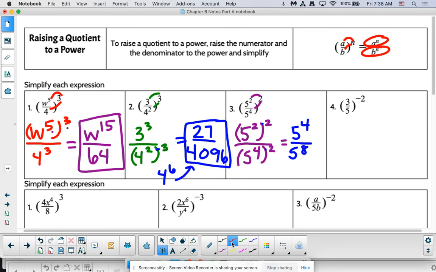So I'm going to subtract my exponents. So 4 minus 8 equals 5 to the negative 4th. And we know we can't have a negative exponent, so we're going to put it under 1.